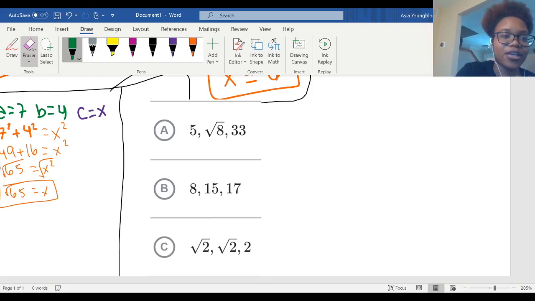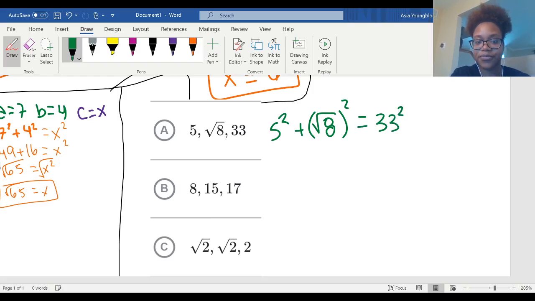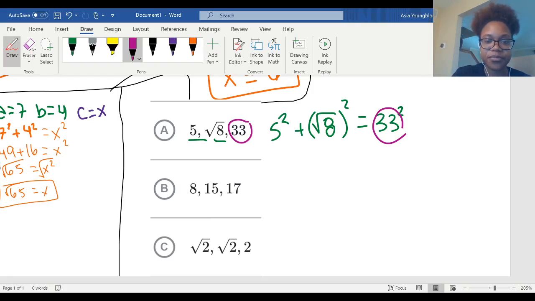Let's try that again. So what we're doing is 5 squared plus the square root of 8 squared. And we are trying to see if that equals 33 squared. So again, A and B are here, and C is the last number. So that's why we set it up like that. Now let's see if this is true. 5 squared is 25.